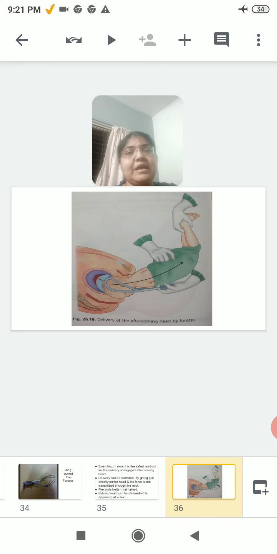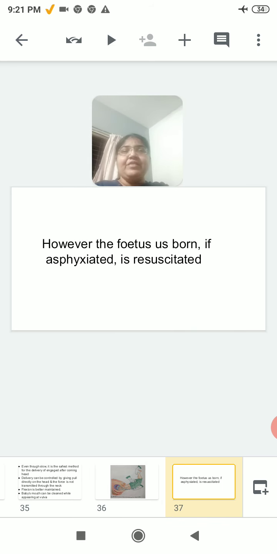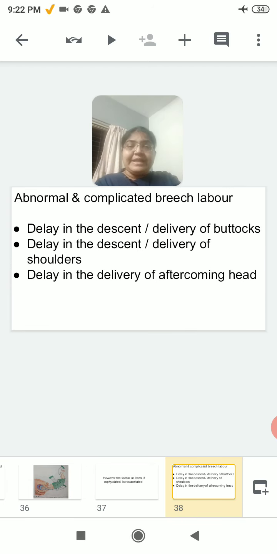See, this is the forceps, how the forceps is used to deliver the aftercoming head. However, if the fetus is born asphyxiated, it is resuscitated. For the survival of the newborn, this resuscitation is very, very important. That's why the required material should be kept handy, because there are more chances of getting an asphyxiated newborn. That was all about the spontaneous breech delivery.